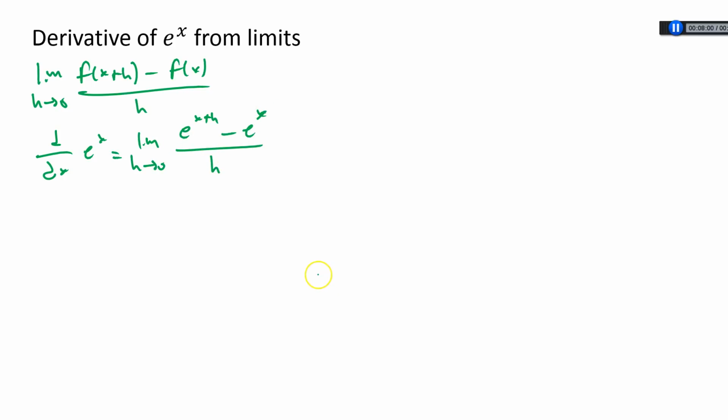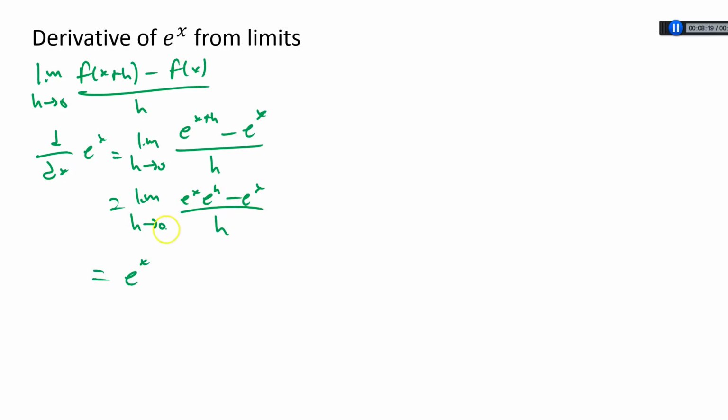So first thing we're going to do here is use some of our exponent properties to be able to split this up, right? All I did was plug x plus h into here, but that sum of exponents I can split up. That's the limit as h approaches 0 of e to the x times e to the h minus e to the x over h. Now we can factor out an e to the x.